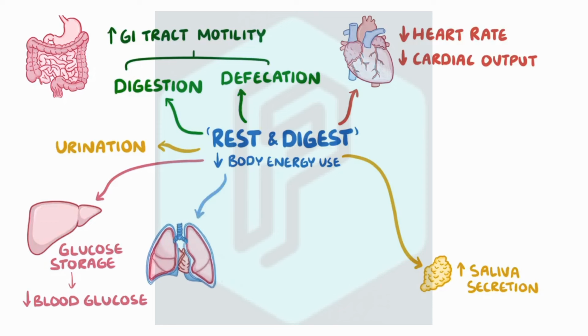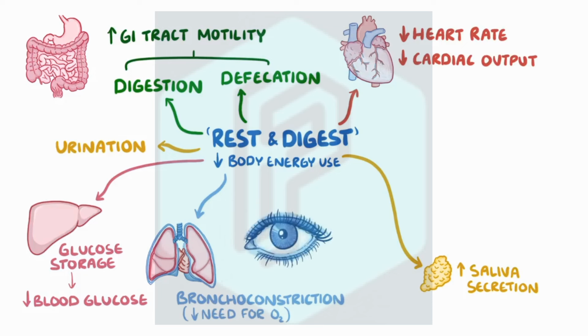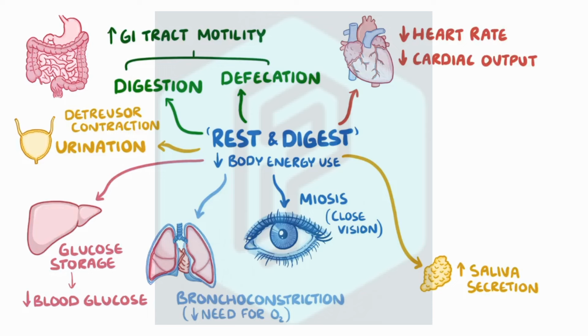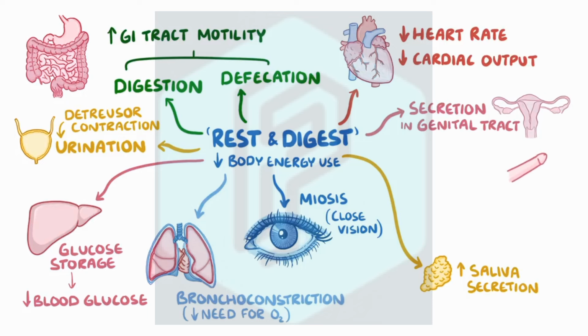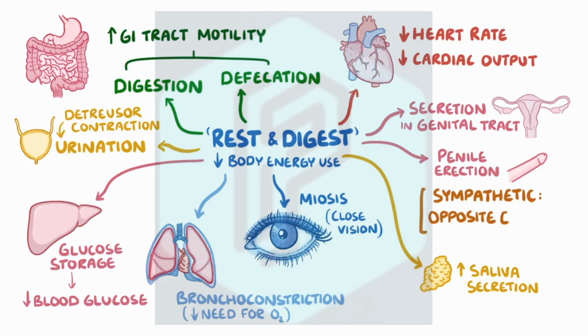In the lungs, it causes bronchoconstriction, since in a relaxing situation our cells don't need to consume as much oxygen. In the pupils, it triggers miosis, or constriction of the pupil, to improve close vision. In the bladder, it causes constriction of the bladder muscle, called the detrusor muscle, and this stimulates urination. And finally, in females, it stimulates secretions from the genital tract, and in males, it triggers penile erection. These organs are controlled by the sympathetic nervous system as well, with opposite effects.